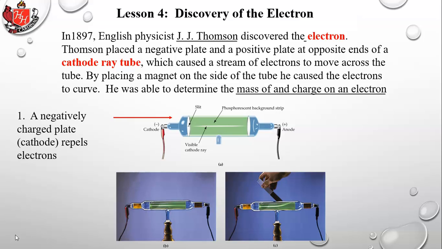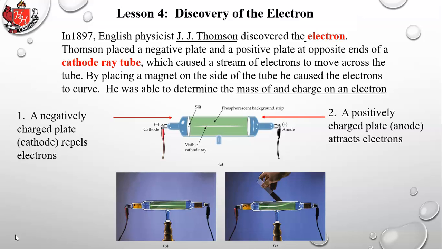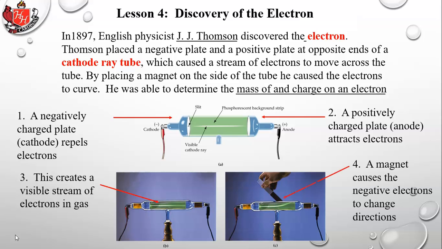So there's the negatively charged plate. Remember, negative repels negative, so that means electrons are going to fly away from that plate. On the right is the positively charged plate, so electrons are going to be attracted to that plate. So you can see that's actually a stream of electrons. That's not a graphic or just an illustration. That's actually a stream of electrons going across a tube. And when the magnet is placed on one side, it causes the electrons to change direction.